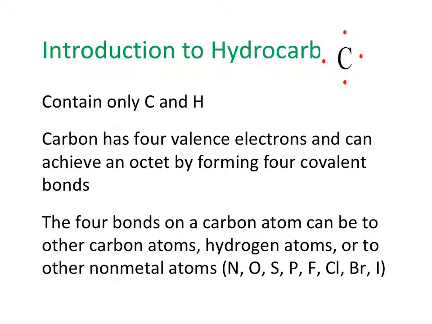Carbon is so versatile because it has 4 valence electrons, which can then achieve an octet by forming 4 different covalent bonds. These 4 bonds can then be bonded to other carbon atoms, hydrogen atoms, or nonmetals such as nitrogen, oxygen, sulfur, and so on. This makes carbon an incredibly versatile atom and is the backbone of all of organic chemistry, making it all of the backbone of life as well.